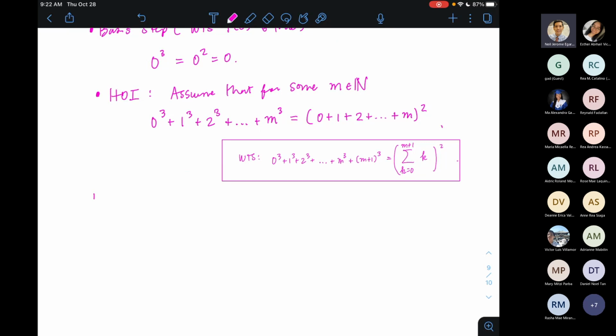Any volunteer? Ano kaya pwede kong gawin dun sa HOI para mapakita or para mapalapit dun sa WTS? Anyone?